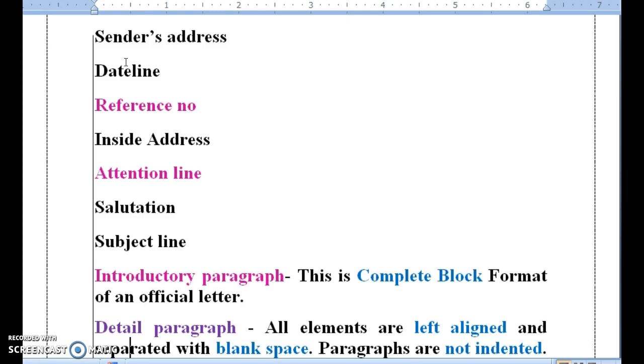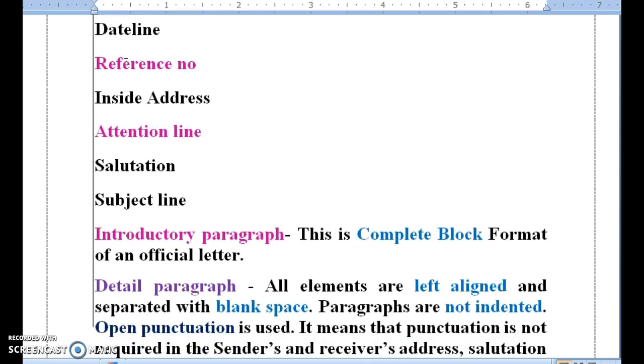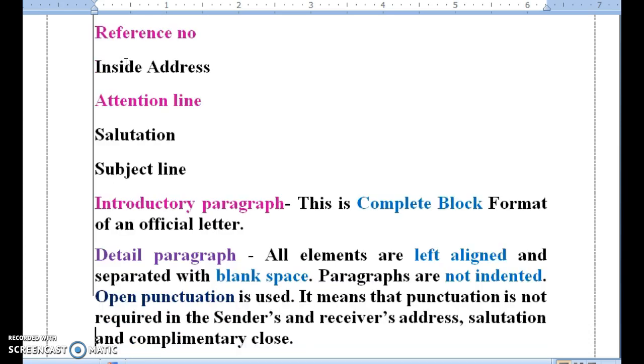The second thing you should know is that paragraphs are not away from the margin. They are not indented. The paragraph begins at the margin and there is a space between two paragraphs. And the third thing that you notice about complete block format is that it uses open punctuation. Open punctuation means punctuation is not required to be written in the sender's and receiver's address, salutation, and complimentary clause, as it is mandatory in the traditional format.